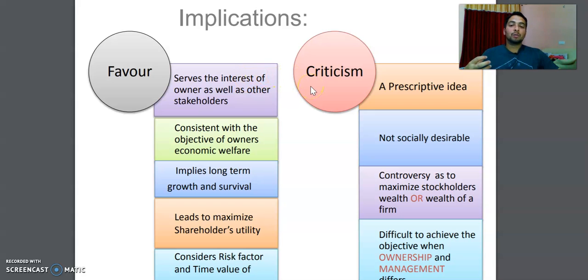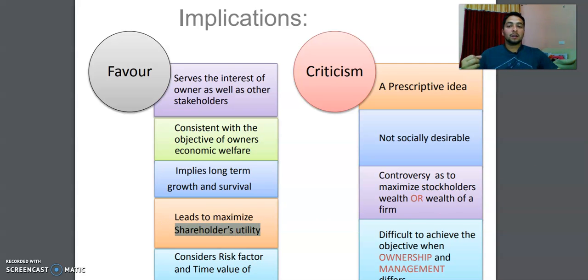So we want to create more demand for its shares, so that overall wealth of shareholders can be increased. This is also consistent with the objectives of owners as well as economic welfare, because more price, more prosperity is beneficial for owners as well as economic welfare. It is important for long-term growth and survival of the firm. It also leads to maximum shareholders' utility, as we have discussed in the example.